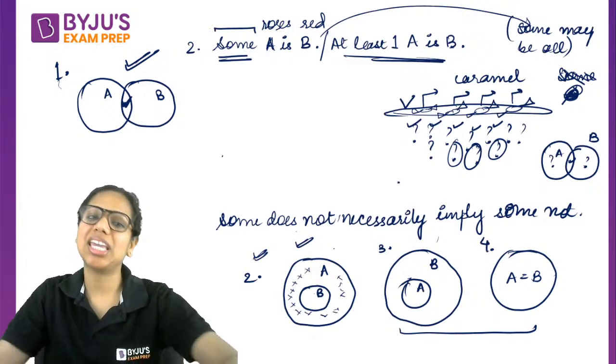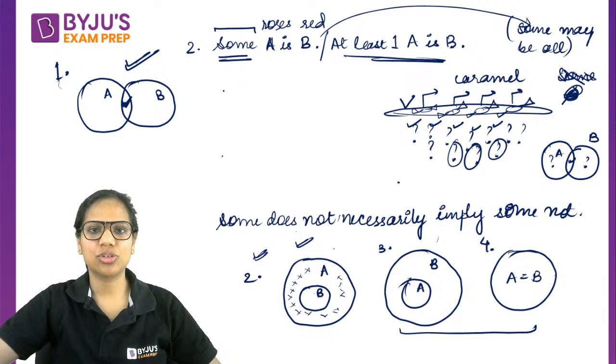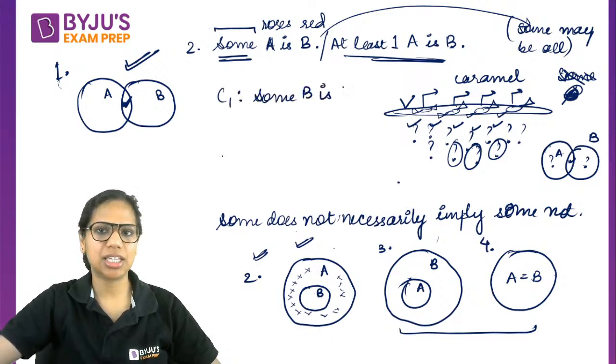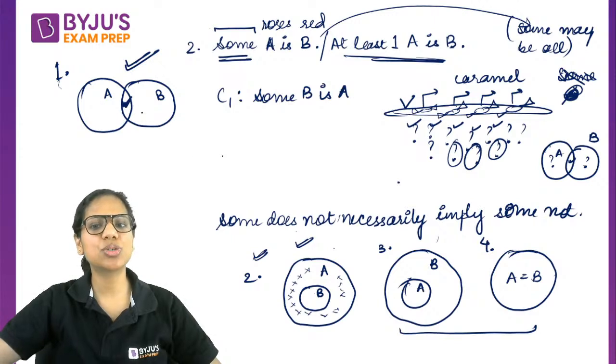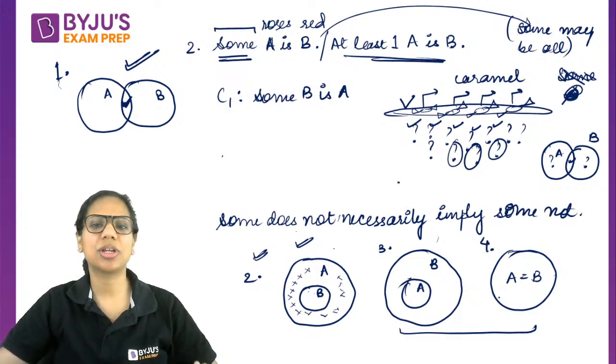Some B is A, absolutely correct. Some B is A is true, right? So the conclusion that follows is some B is A. Because in all these cases at least one B is A. Here all B is A, so there will be at least one anyway. So some B is A is definitely true.